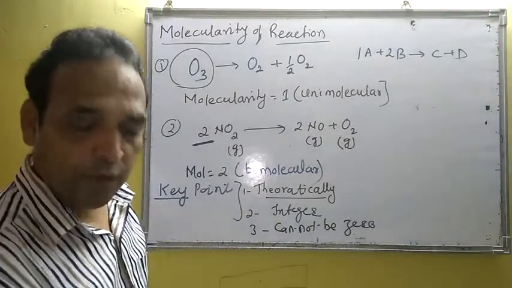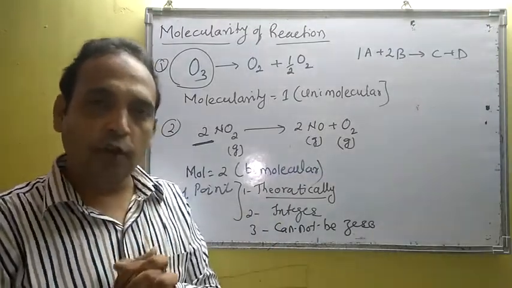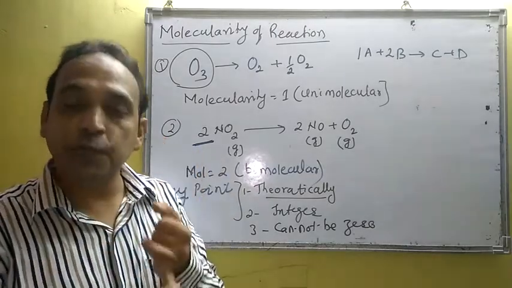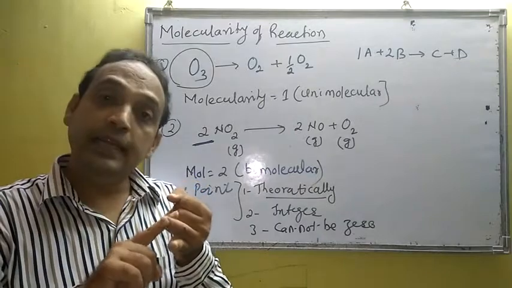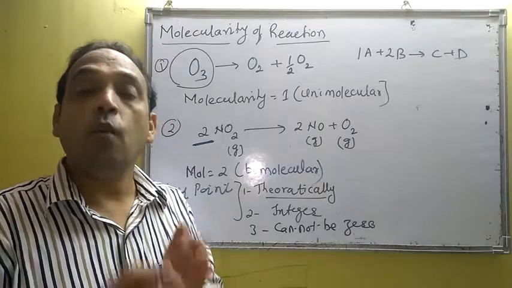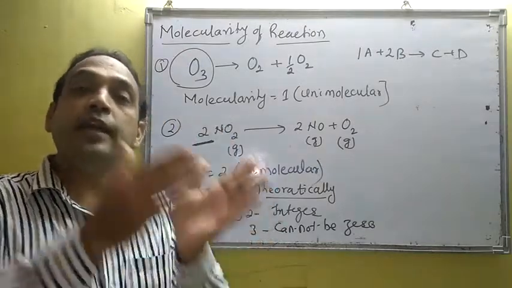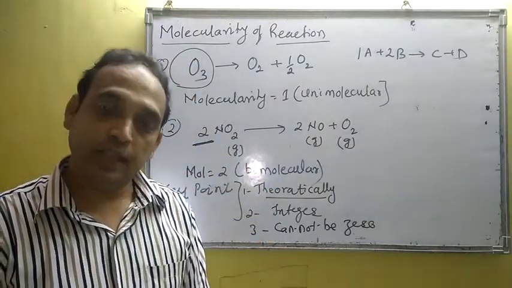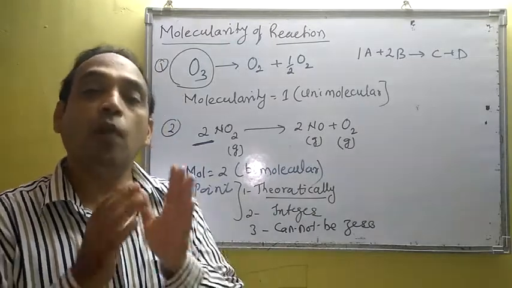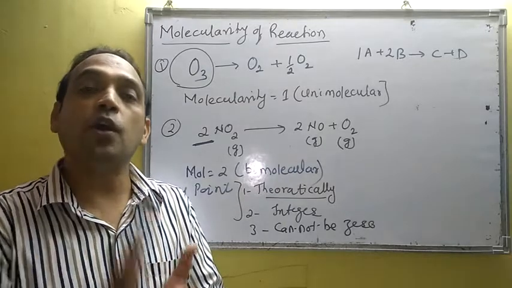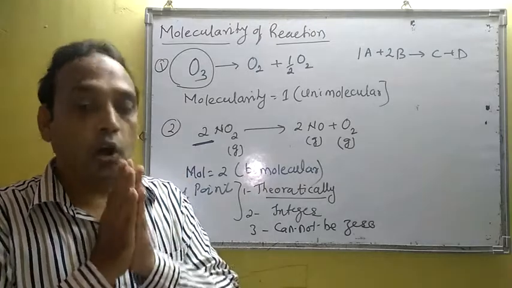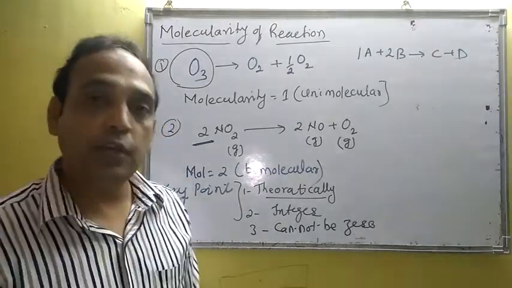Now just before 5 minutes we have discussed order of reaction. Order of reaction can be calculated experimentally. Order of reaction may be an integer, may be a fraction. Order of reaction may be zero. What is the difference between order of reaction and molecularity of reaction? लिख सकते हैं? Now this is homework. Distinguish between molecularity of reaction and order of reaction. This one homework is given to you.